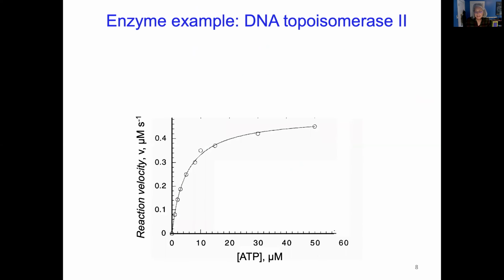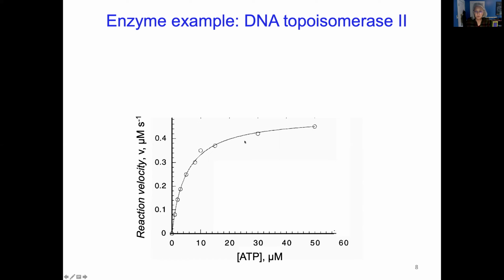Okay, so now let's look at enzymes that work the exact same way. Here is some data from a real enzyme. This happens to be an enzyme called DNA topoisomerase 2 that unknots DNA and unlinks it, and it uses ATP as one of its substrates. So here we're looking at the rate of the reaction compared to how much ATP is provided. And we see, again, it saturates.